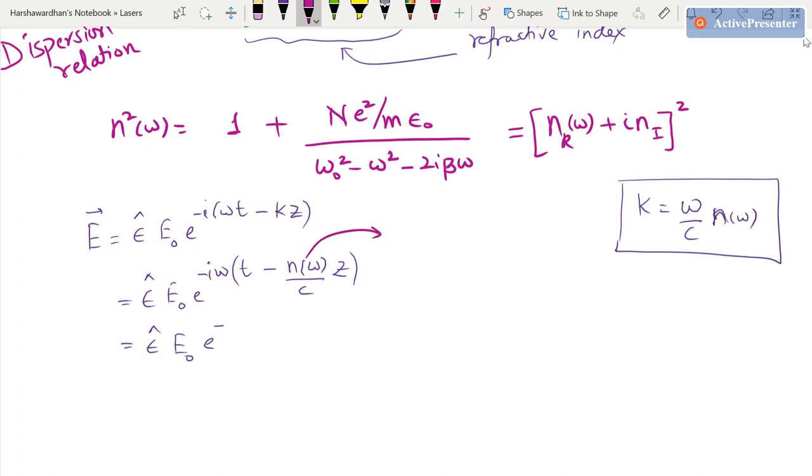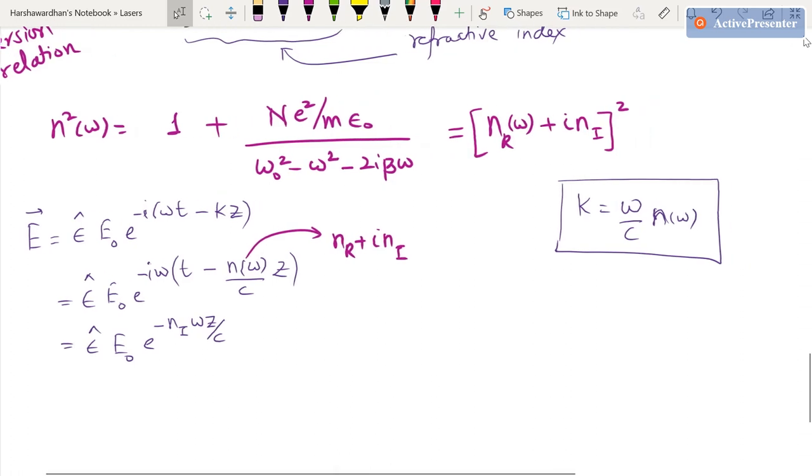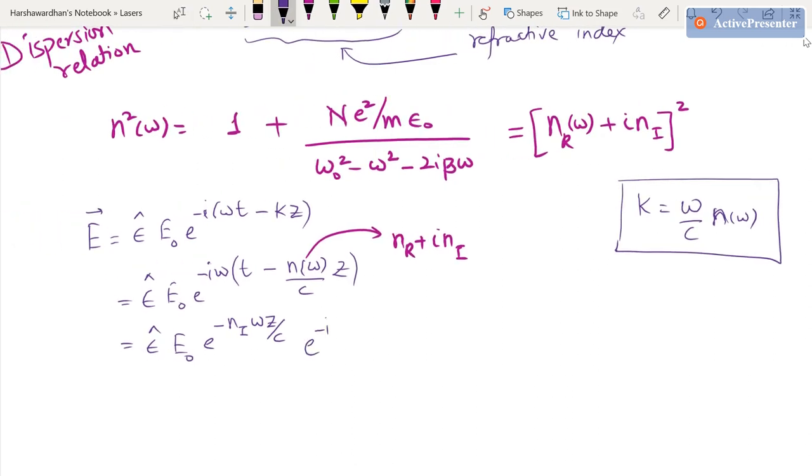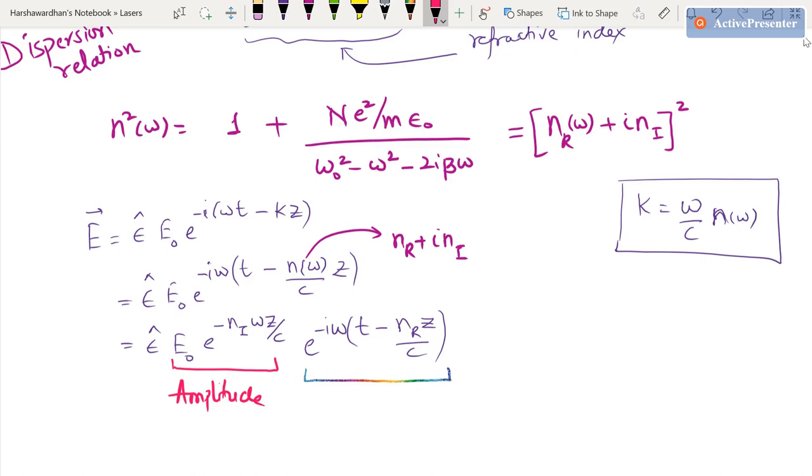So I'm taking my n of omega and writing it as n real plus i times n imaginary. If I put it back in here, what I get is exponential minus omega z by c times n imaginary, times exponential minus i omega t minus n real z by c. So we clearly see here that what we get is indeed a plane wave with the usual harmonic dependence, but you have this amplitude of the wave which is exponentially decaying. Not just that, the decay depends on the imaginary part of the refractive index, right?